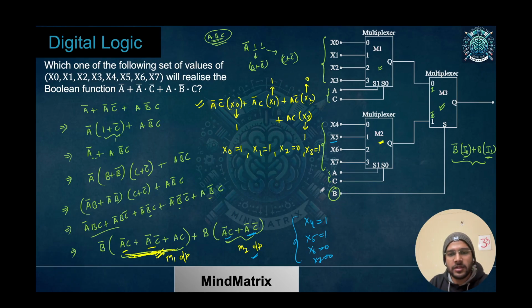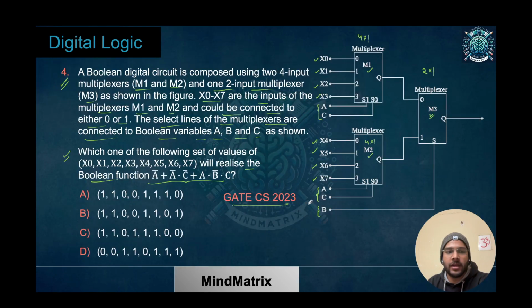So what can be the possible answer here? Only one possible answer, but if you write it from x0 to x7, the sequence you are going to get is 1 1 0 1 1 1 0 0. This is what you are getting: 1 1 0 1 1 1 0 0. So this is the set of values that is possible for x0 to x7.